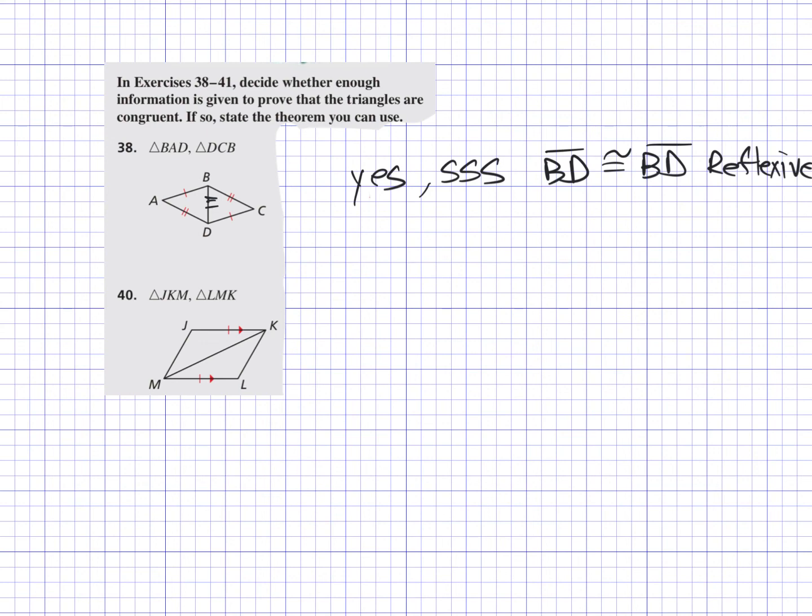And then number 40, JKM and LMK. So we have one side, and then we have the reflexive side. Okay, so I'm going to say yes because of side, angle, side. And you say, well, I see the two sides. What about the angle? Well, first of all, the other side is KM. Let's make a little space here. KM is congruent to MK. That's reflexive.